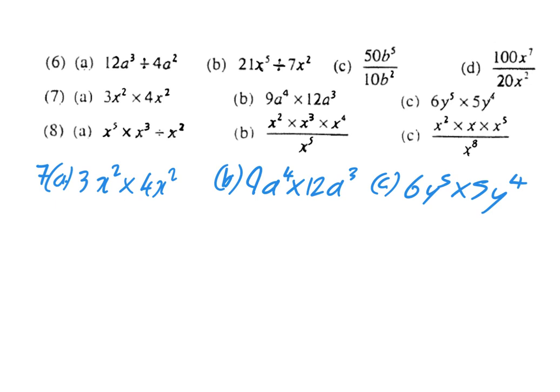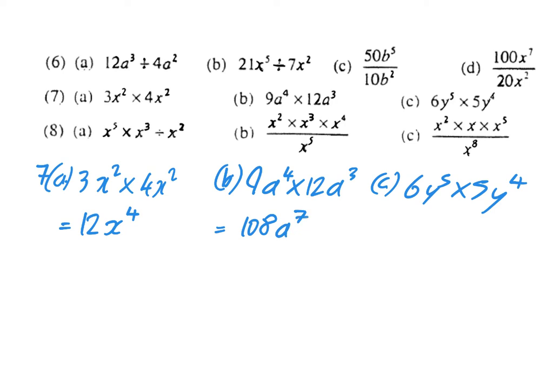Okay, now doing the same idea for question 7, you multiply the normal numbers as you always would have, and then for your indices, if you're multiplying index numbers which have the same base, all you do is add the powers. So 7a, we have 3x squared times 4x squared. 3 times 4 is 12, as it always was. X squared times x squared, you add the powers, so it's x to the power of 4. For B, we have 9a to the power of 4 times 12a cubed. 9 times 12 is 108. A to the power of 4 times a cubed is a to the power of 7, and that's it.